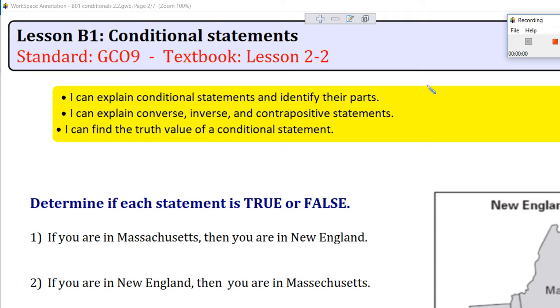Welcome to Lesson B01, Conditional Statements. Hopefully your Unit A test went well, and now we're going to do something completely new and different. By the end of this lesson, you should be able to explain conditional statements and identify their parts, explain converse, inverse, and contrapositive statements, and find the truth value of a conditional statement.